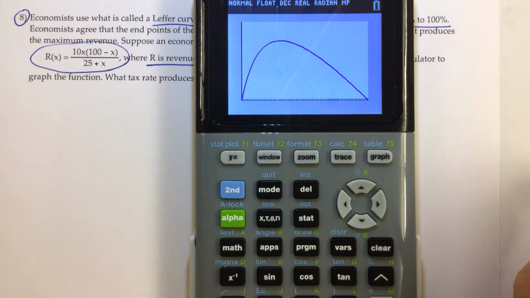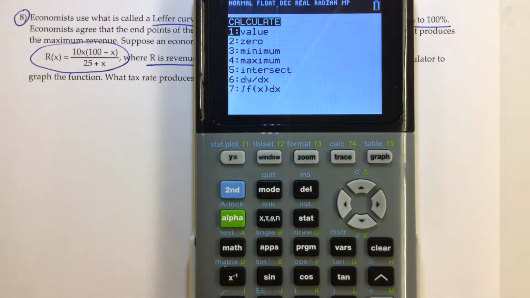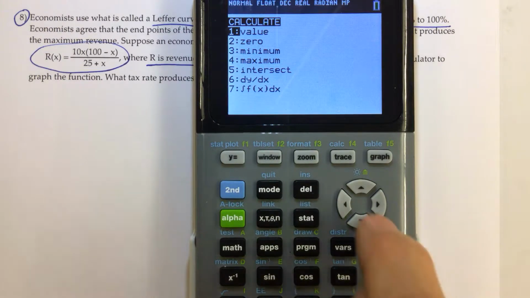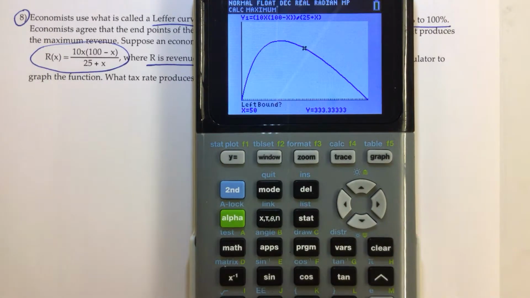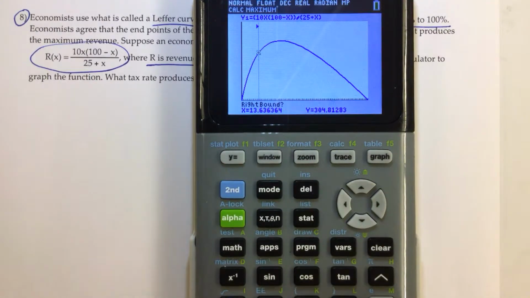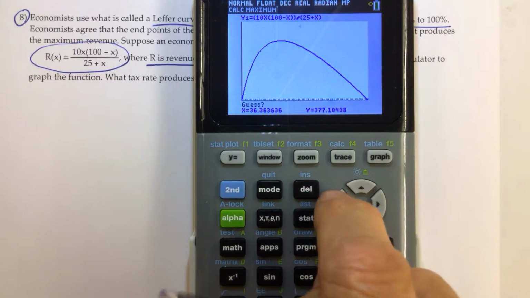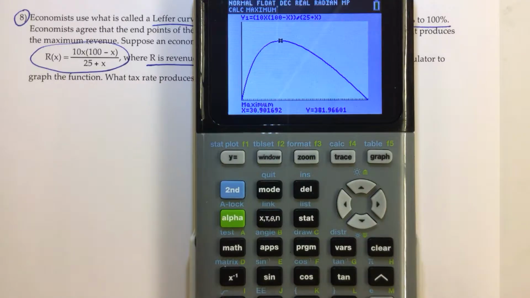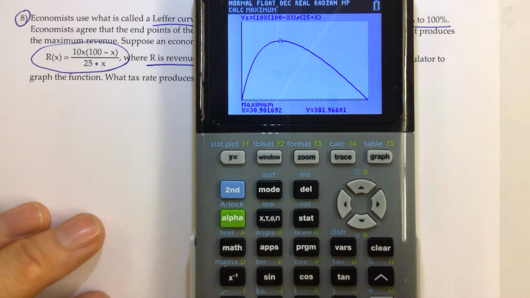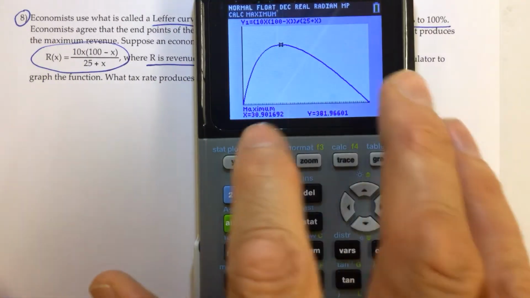And so once I adjust my viewing window properly, then I can see the curve I'm looking for, and that's when I can do second trace. So I want to calculate the maximum value of the function, and I don't want to mess with the X values here, so I'll just move the cursor over. Instead of having to think about it, I can just move the cursor left, then right, and then towards the middle. And I can see that the tax rate that produces the maximum revenue would be the X value there.